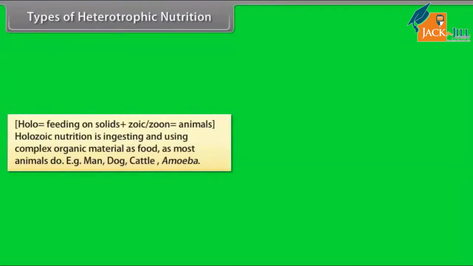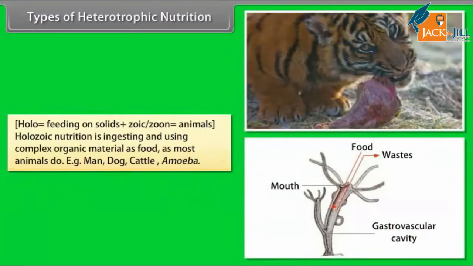Holo means feeding on solids, and zoic, zoon means animals. Holozoic nutrition is ingesting and using complex organic material as food, as most animals do, that is man, dog, cattle, amoeba.